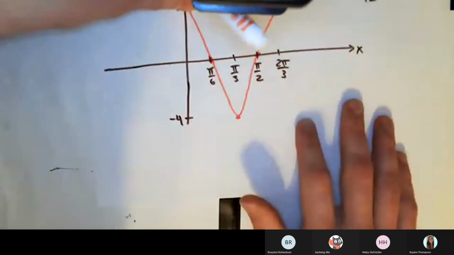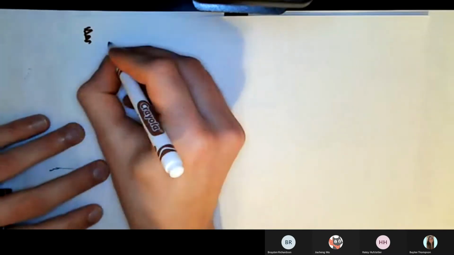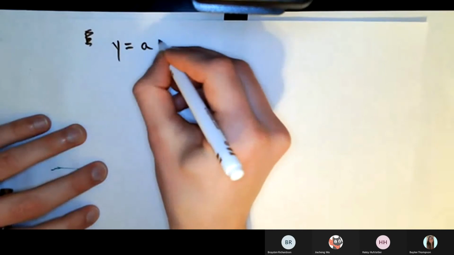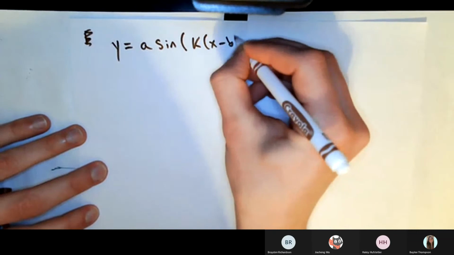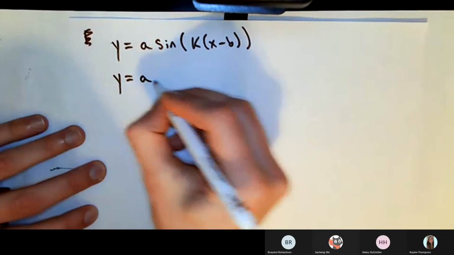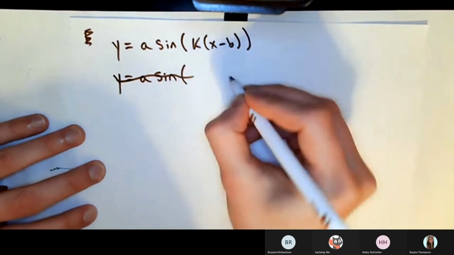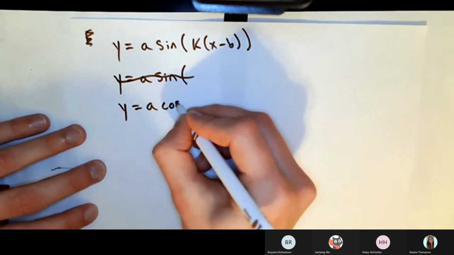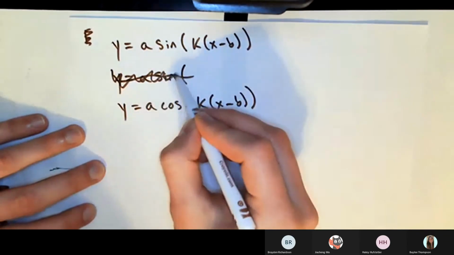Okay, let's spend the last few minutes talking about horizontal shifting. So we don't have that much to finish on Wednesday for this section. All right, consider y equals a sine of k times x minus b. So this time I'm subtracting something inside the function. That's going to be that horizontal shifting. Oh, shoot. I meant to say cosine here. So just two of the same thing going on here, just two different trig functions.